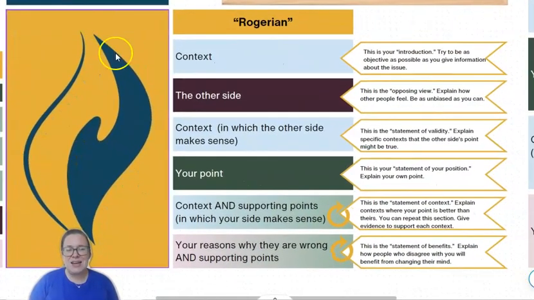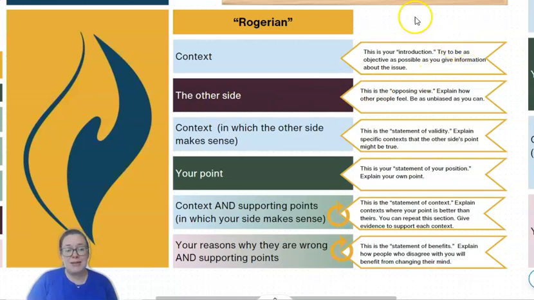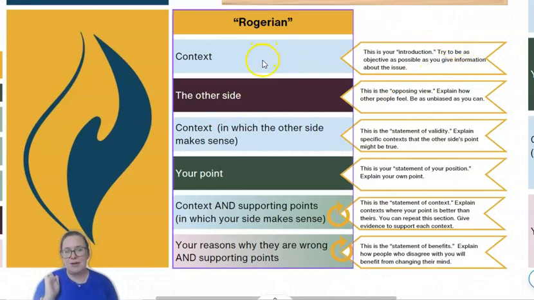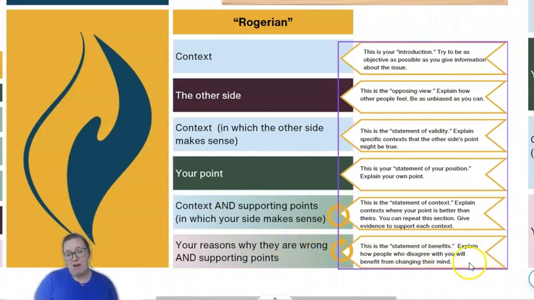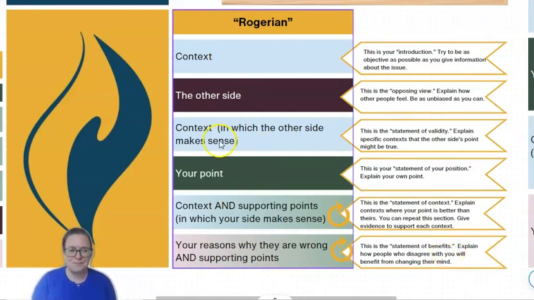So the Rogerian style is really different from the other two styles in that after we talk about context, we talk about the other side first. We present what people who don't agree with us might feel. We say why they might be right or in what situations they might be right. And then we give our point and talk about why that's our point, in what contexts, in what situations, and why they're wrong, or really how they would also be benefited. Even if what they say is true, what are some good things?